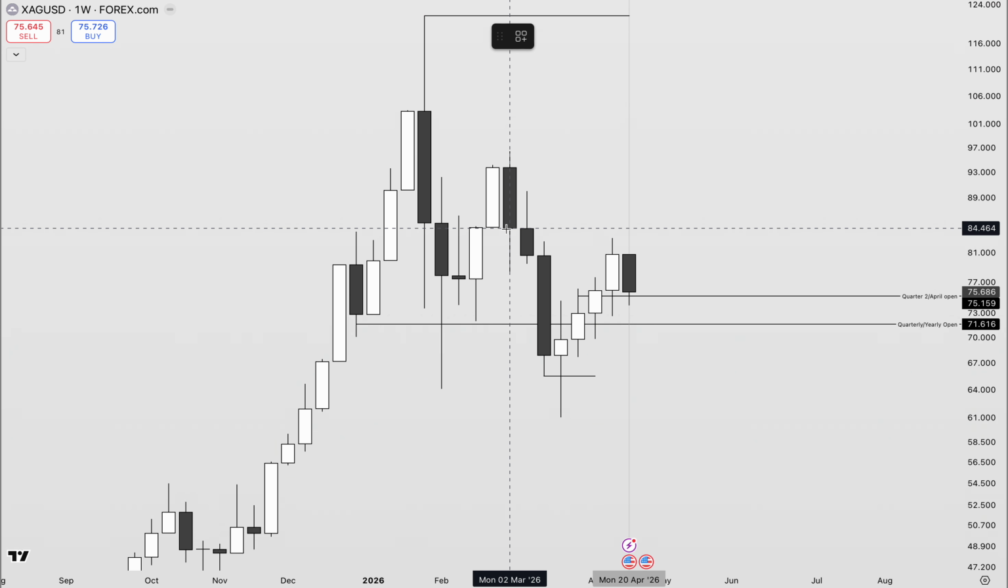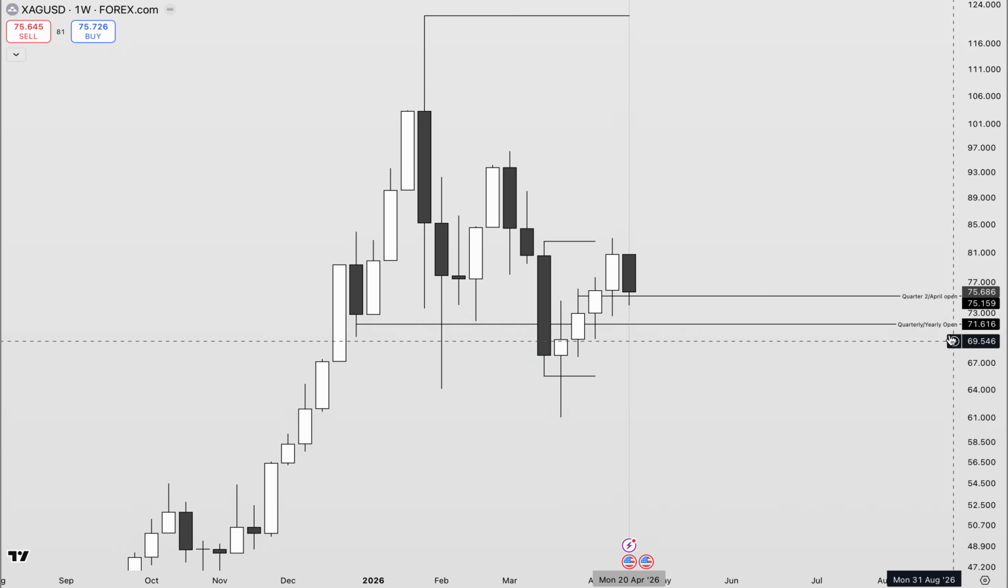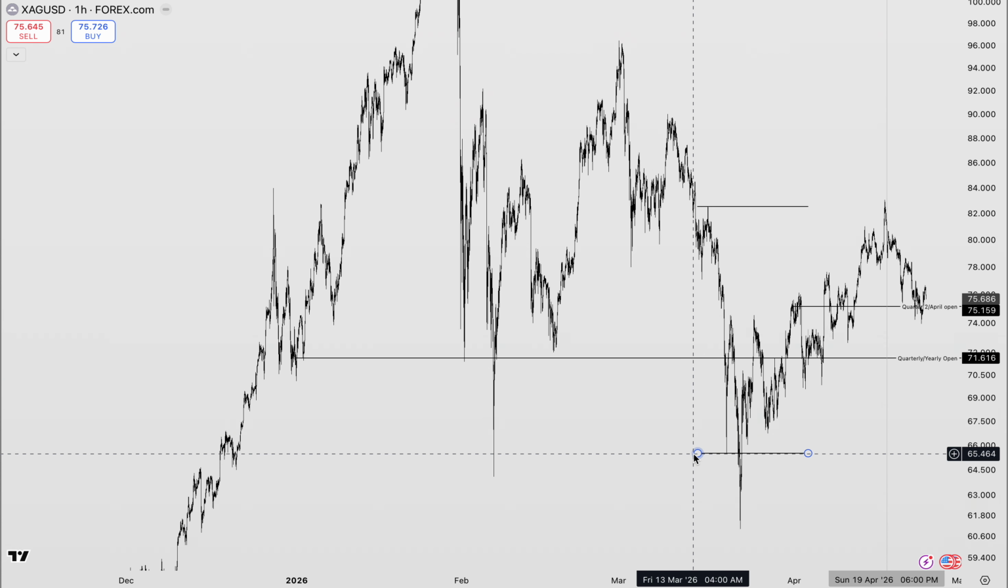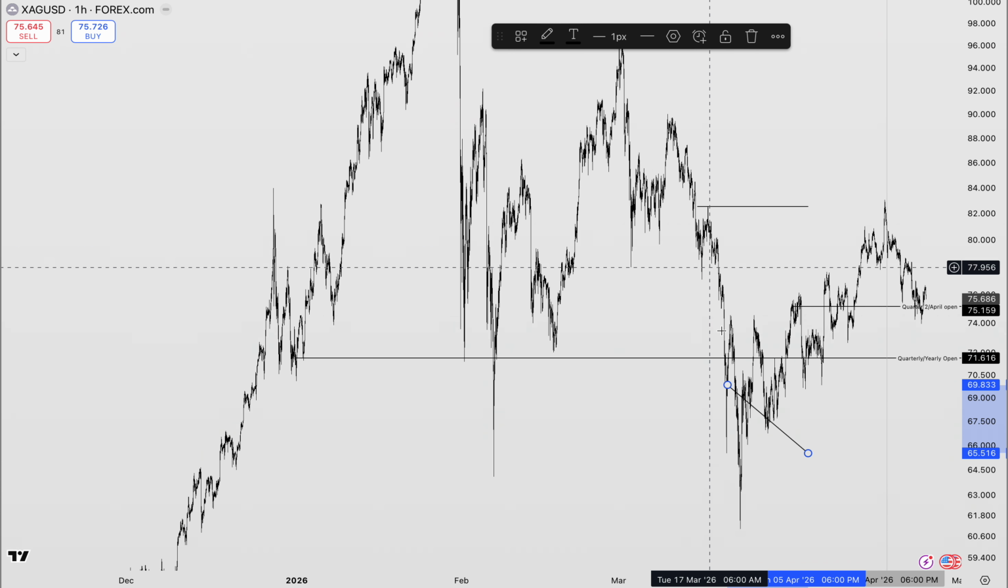So we have a weekly candle on silver. What is this weekly candle? We've already been over that. So this is a very, very valid range.